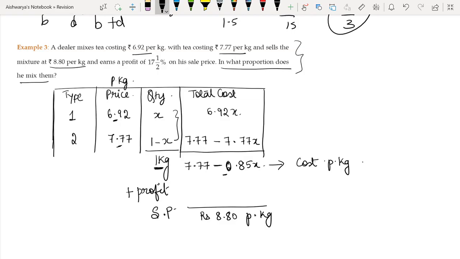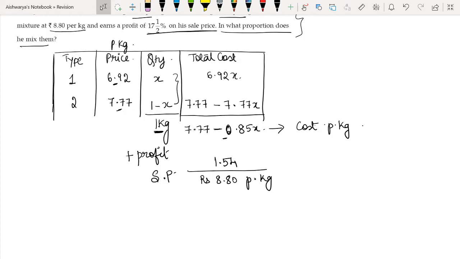So, 8.8. Now, this is saying 17.5% on sale price. So, all of you take your calculator, do 8.8 into 17.5 percentage. You will get 1.54 as your profit. Okay. So all you have to do is arrive at the cost price.